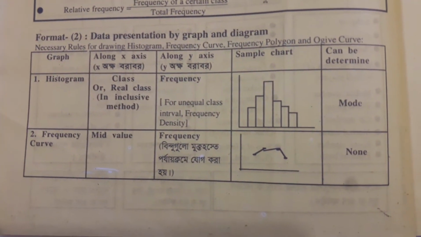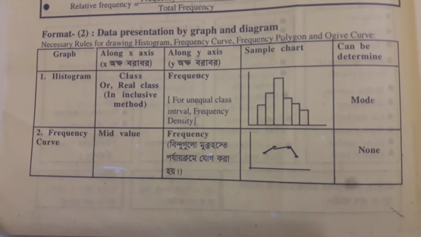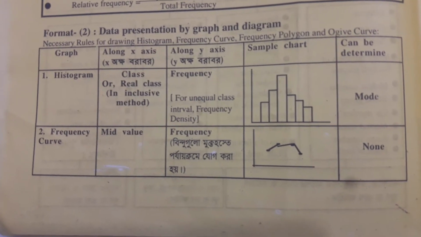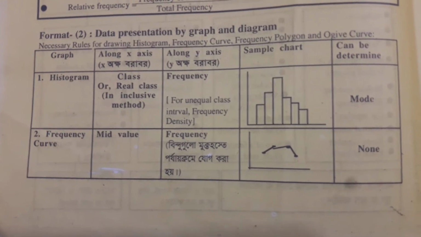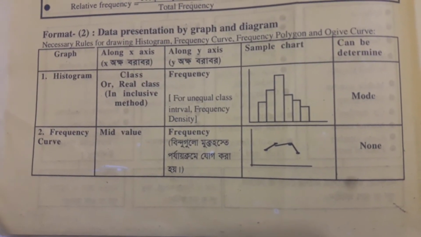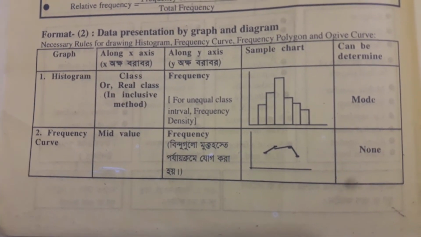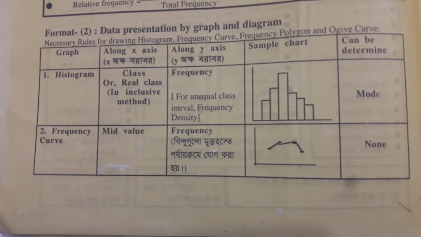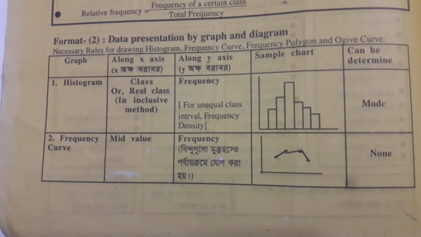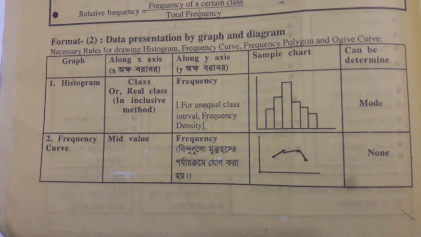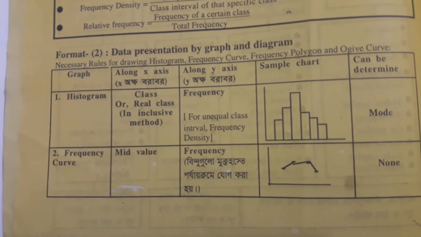Now, data presentation by graph and diagram. Necessary rules for drawing histogram, frequency curve, frequency polygon and ogive curve. Histogram: along the x-axis class or real class, along the y-axis frequency. Sample chart as shown below. Here we find the mode from the histogram.